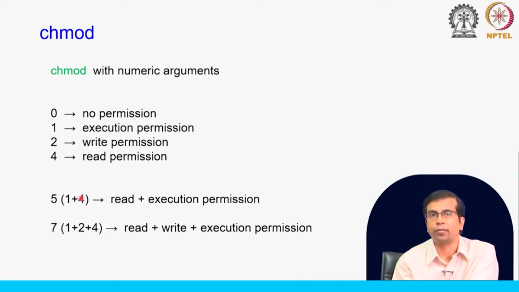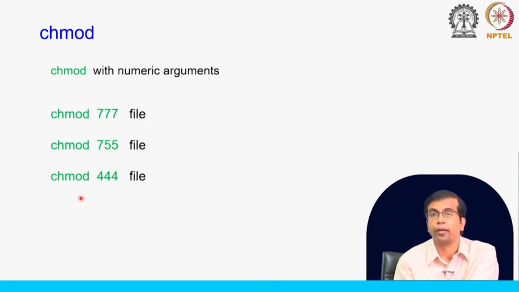If you want to give, say, 1 and 2, execution and write, you can just simply say 3. So, how do you specify these for the 3 sets of values? It turns out you simply mention them one after another. So, here are some examples.